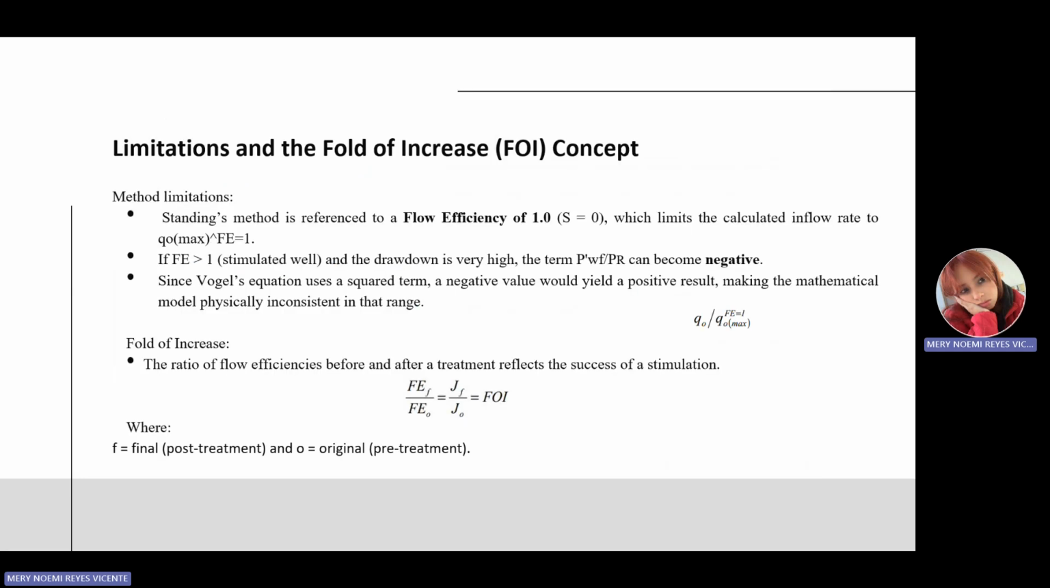However, we must be aware of certain mathematical limitations because the Standing method is referenced to an FE of 1. Highly stimulated wells with very high drawdown can sometimes result in a negative ideal pressure. This creates a mathematical inconsistency in the model. On a more practical note, we use the flow of increase, or FOI. This is the ratio between the flow efficiency after a treatment and the efficiency before it, which helps us measure the success of the stimulation.